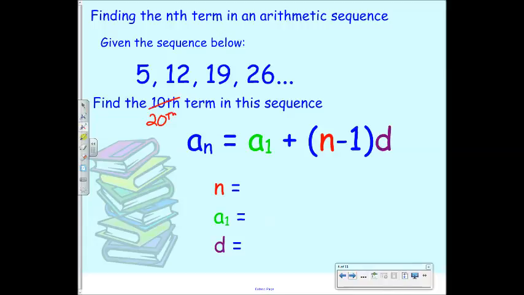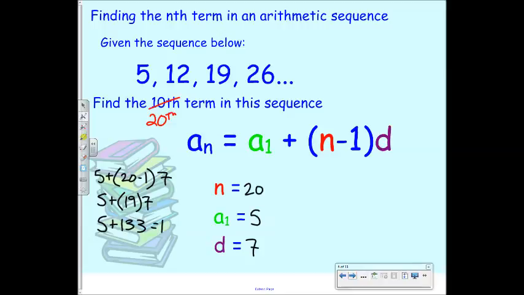Okay, what is your N? Your N is 20. What is your A1? 5. And what's your D? 7. All right, so when I plug that in, I've got 5 plus 20 minus 1 times 7. What's 20 minus 1? 19. What's 19 times 7? 133. And I add those together and I get 138. Good.